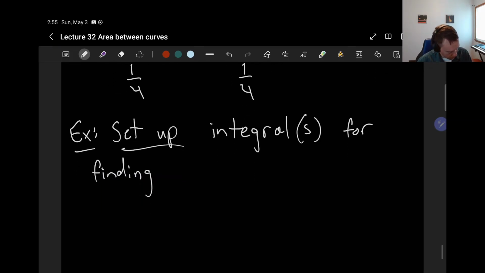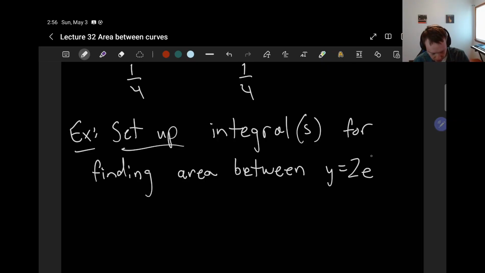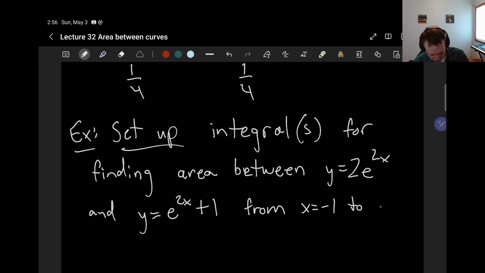Set up the integral or integrals for finding the area between y equals 2e^(2x) and y equals e^(2x) plus 1. And we'll give the x bounds here from x equals -1 to x equals 4. Right, so we know that we are in between -1 and 4 with our x values.